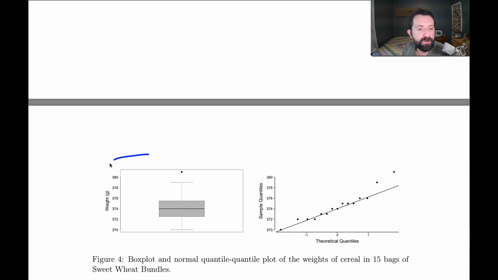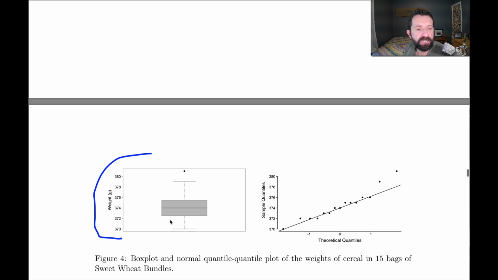Totally legit. Overall, it looks like this if we look at the box plot. The values we're getting are greater than the nominal weight by the looks of things. We have one bit of an outlier here, but it's not too extreme. Overall, it looks pretty symmetric, maybe with that one fairly large value.